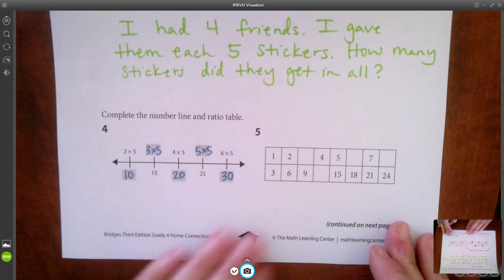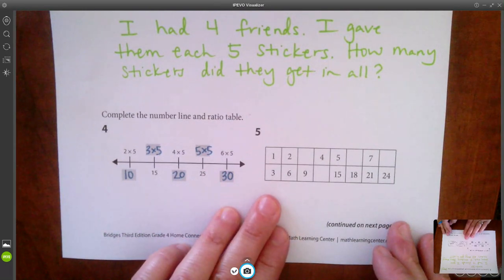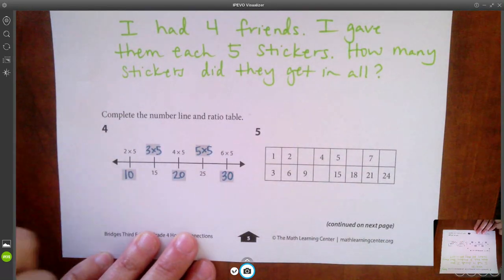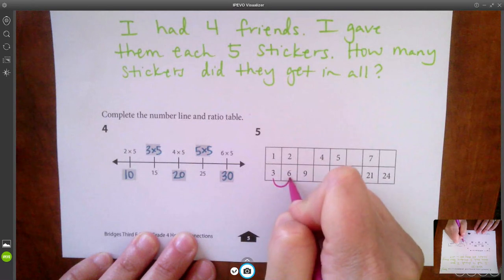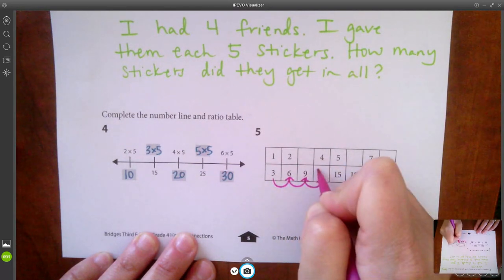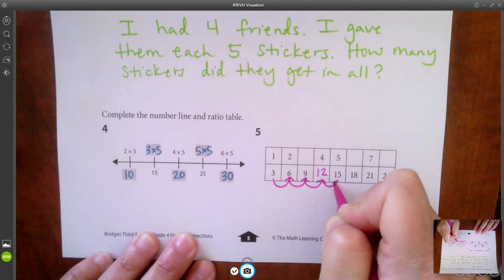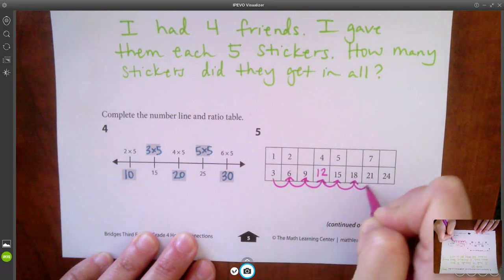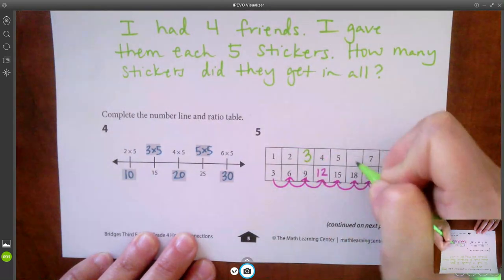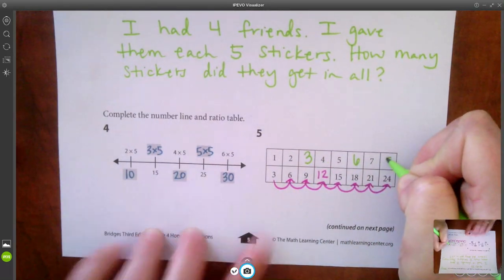All right, on this next one, I can see that the numbers are going up by 3. Okay, so there's a couple of ways to look at this. So notice that here, they're going up by 3. So I'm going to make a 12 there. And yep, it's going up by 3. And over here at the top, it's going up by 1. So this would be 3, that would be 6, and that would be 8.